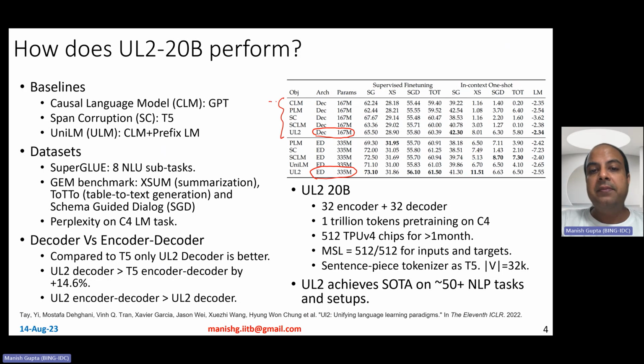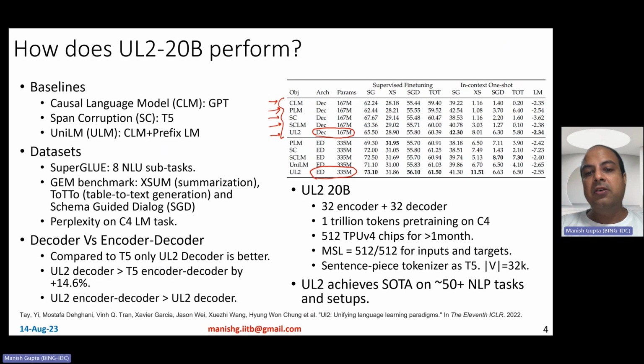The first one is CLM, causal language model, which is more like GPT, right? The second one is prefix LM. The third one is SC, span corruption, which is more like T5, right? Then there is SCLM, which is basically a combination of span corruption and language modeling, both the losses. And the third and the fifth one is, of course, UL2.